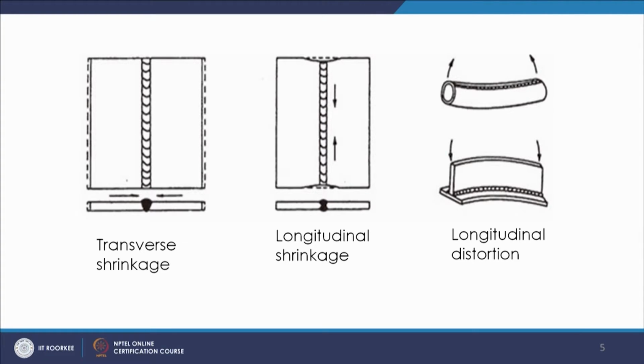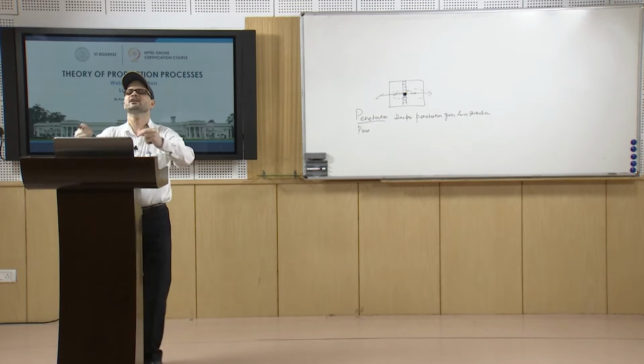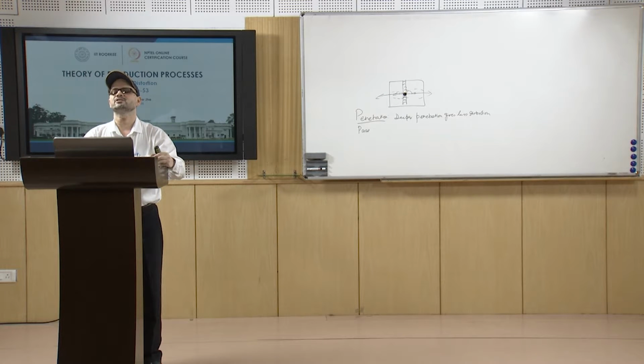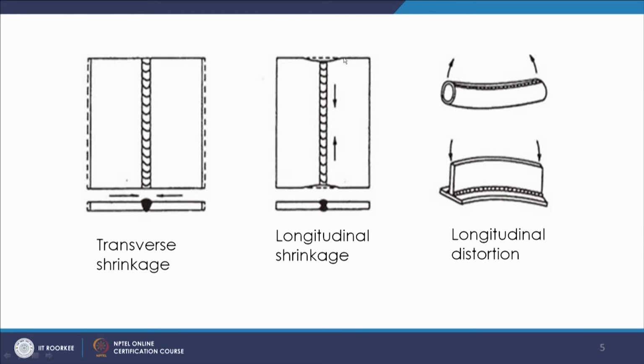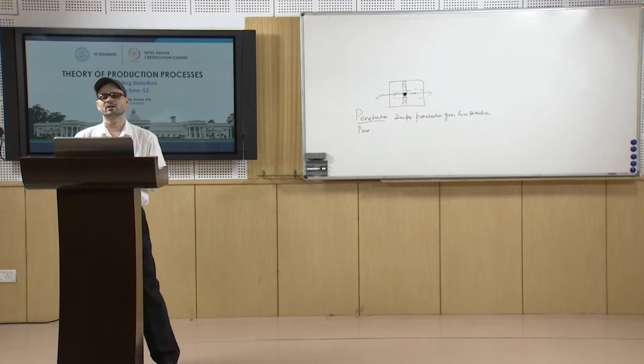Coming to the longitudinal shrinkage, this is an example of it. This is the longitudinal direction. In this case the material shrinks, and you see that there is a void formed at this point. This shrinkage occurring in the longitudinal direction is known as longitudinal shrinkage. It would have been flat in the ideal case, but because of this shrinkage it shrinks in the longitudinal direction, and that is why it is known as longitudinal shrinkage.